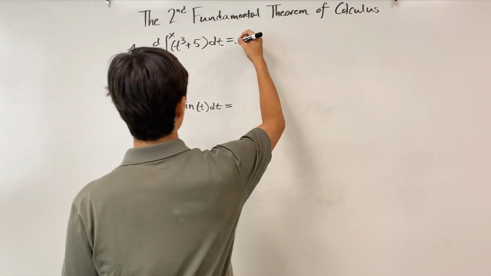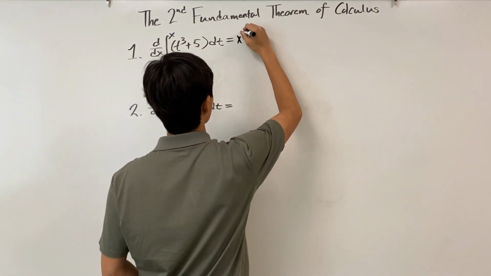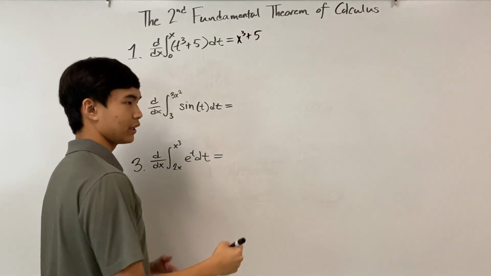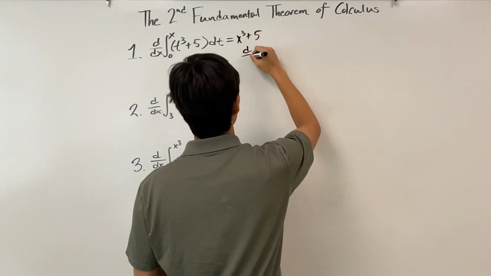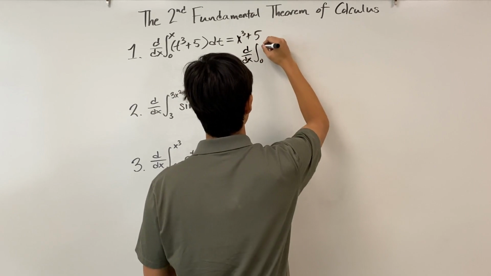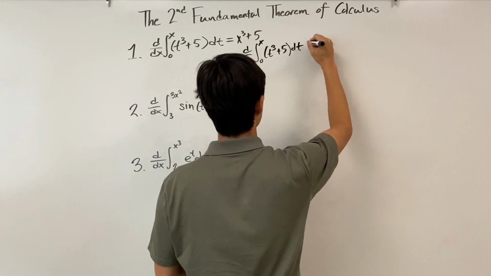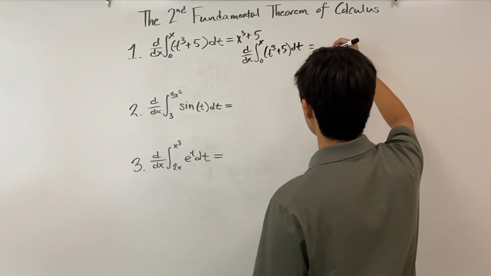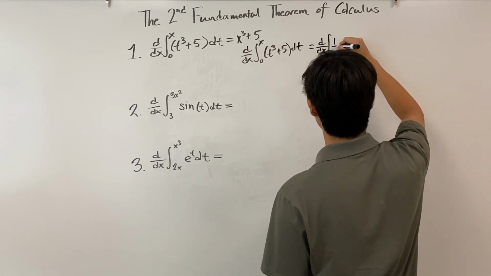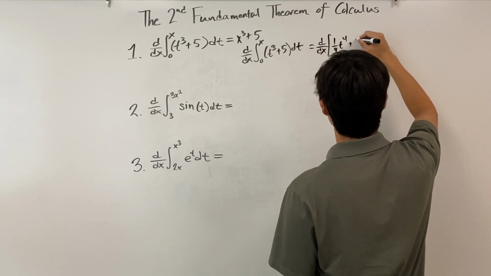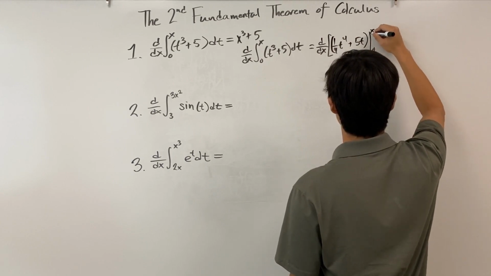So we're going to begin, or first of all, before we do the work, we can use the shortcut and say this is x cubed plus 5, according to the theorem, but let's do the work for it. So we have d/dx of the integral from 0 to x of t cubed plus 5 dt. And as always, we're going to evaluate the integral first. So we have 1/4 t to the 4th plus 5t evaluated from 0 to x.